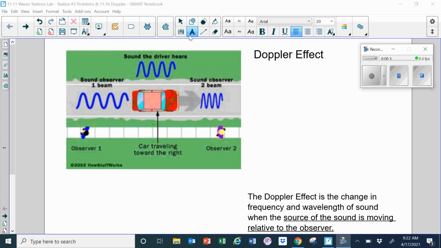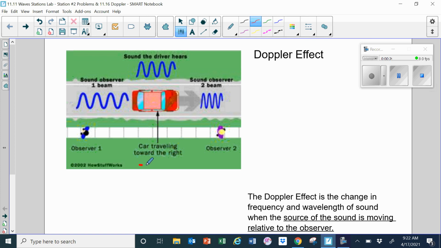So I've got a car, and we'll assume it's a police car, and it's traveling to the right, and it has its siren on. And the sound of the siren is described by this wave. And there's a driver in the car, okay? And this would be the sound he would hear because he's moving with the car.